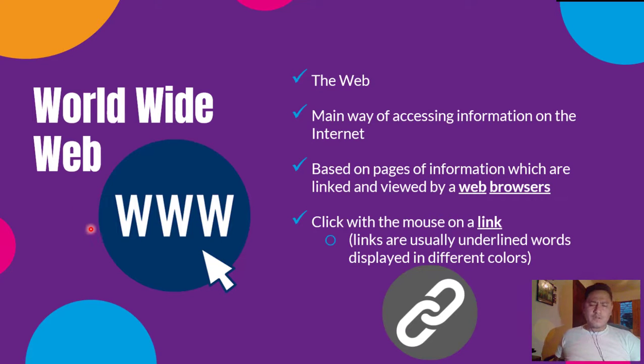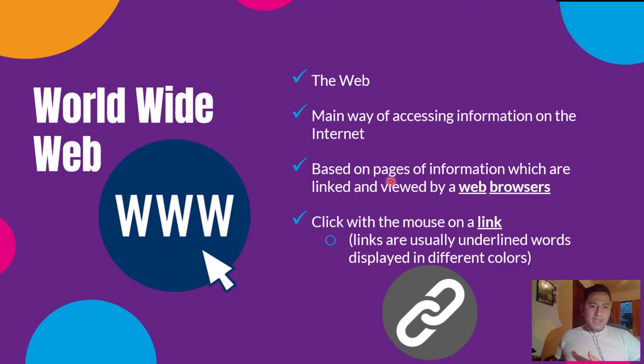The other service provided by the internet is the World Wide Web, which is represented as www. The World Wide Web is popularly known as the web. This is the main way of accessing information over the internet. The web is based on information which is linked and viewed by web browsers.